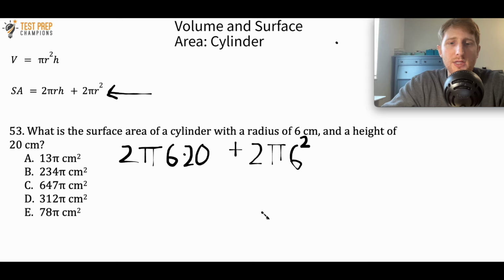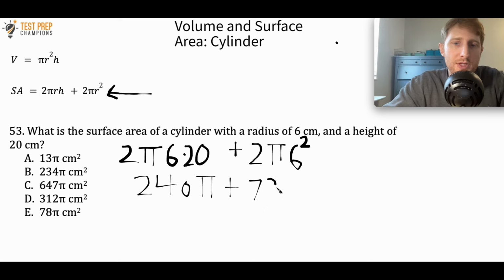But anyway, this is how we'll have this set up. We have 2 pi r h, so it should be 2 pi times 6 times 20 plus 2 pi times 6 squared. If we put this in our calculators, we will get 240 pi plus 72 pi. Now the key here is to just add 240 and 72 and bring the pi along for the ride. So if I do that in my calculator, I get 312, and I just bring the pi along for the ride.